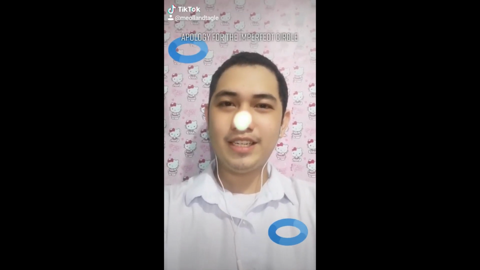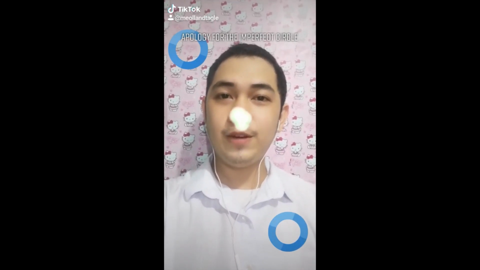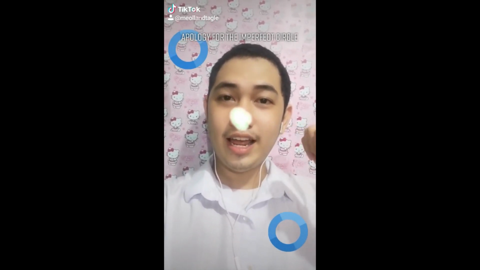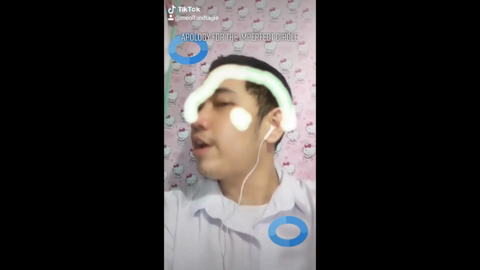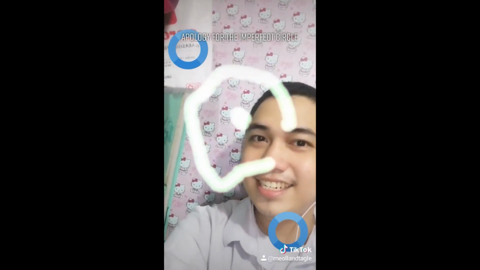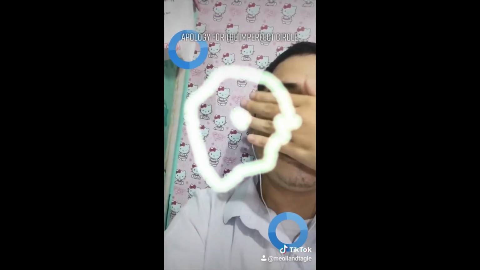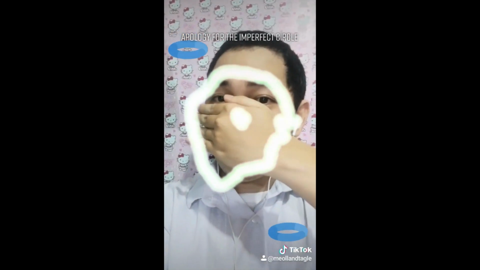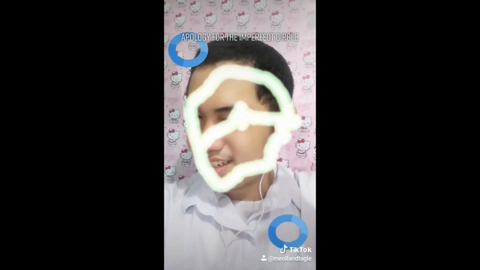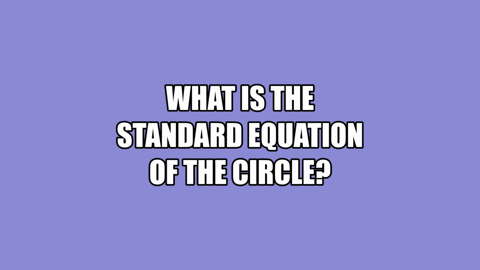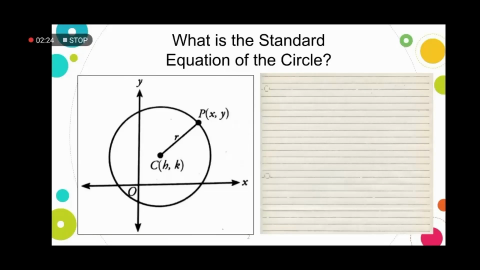Why is the circle a special shape? Because it has a fixed point called the center, and any point on the circle is equidistant from that center. So the next question will be, what is the standard equation of the circle?